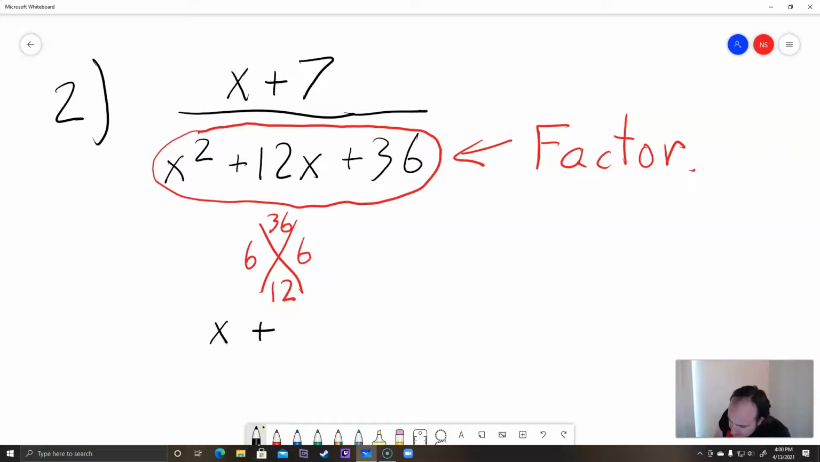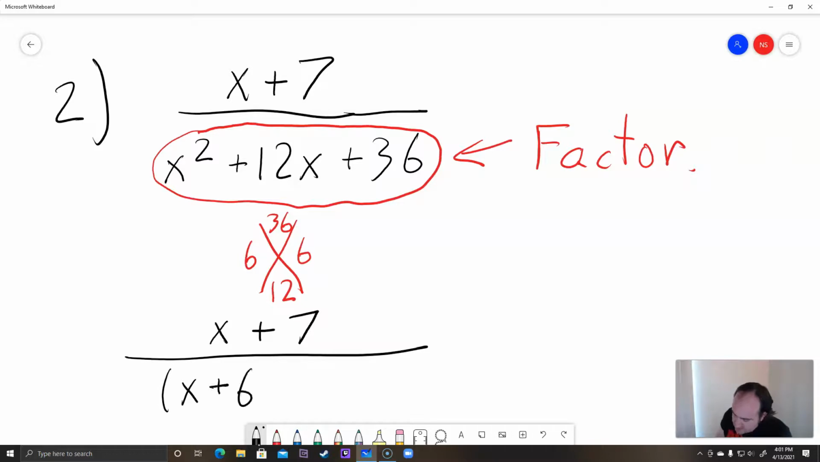Okay, so on the top we have x plus 7 still. On the bottom, now we've factored it as x plus 6 times x plus 6. Now something to keep in mind here is that for this denominator, these factors are not different, they're not distinct, which means you need to combine them together as a power. All right?